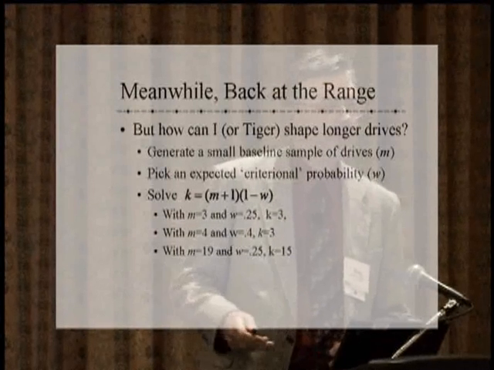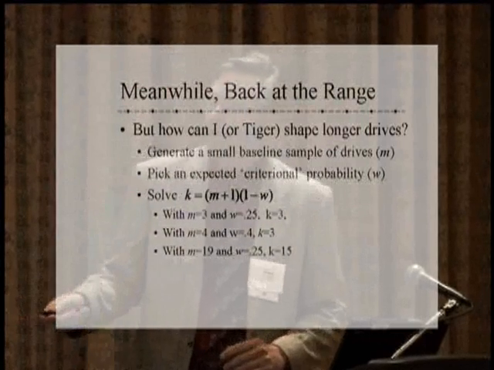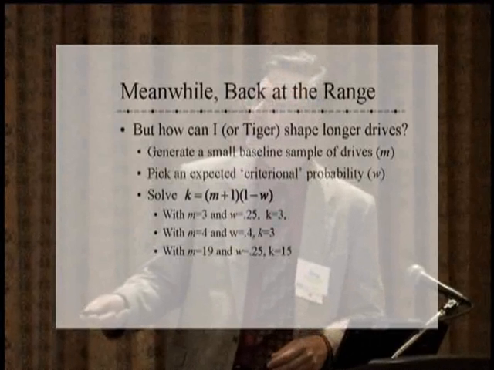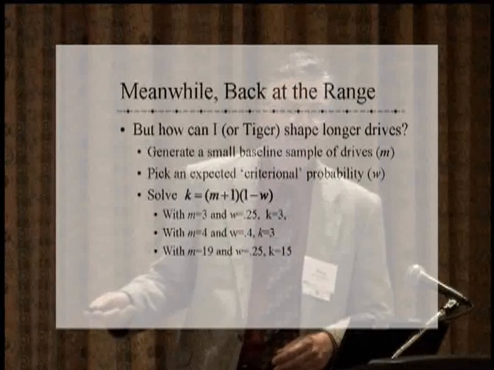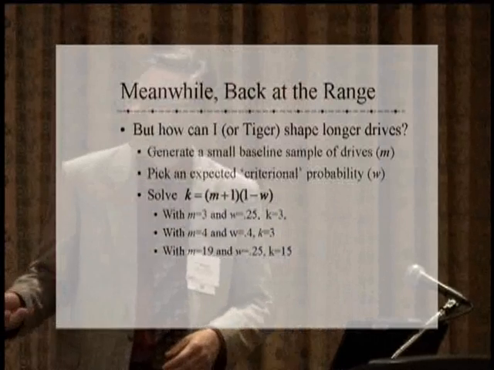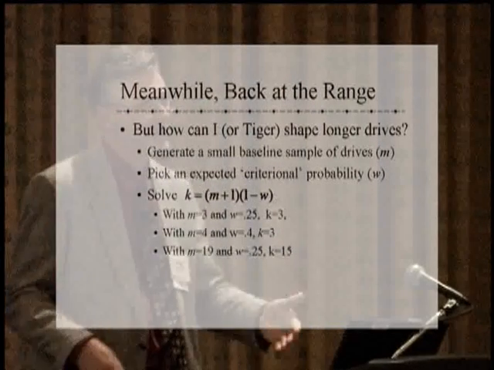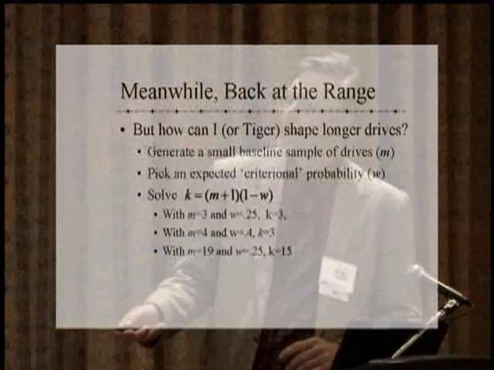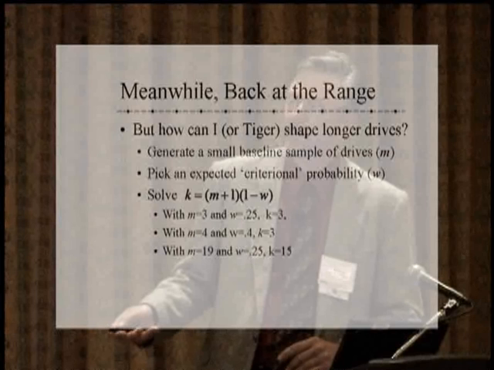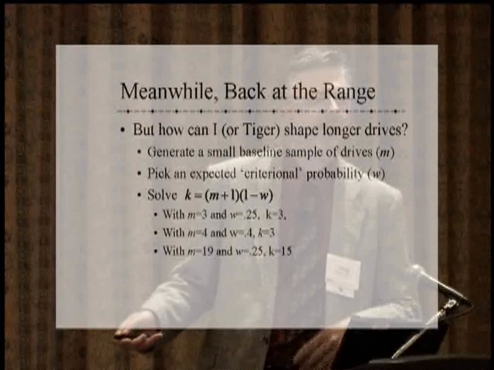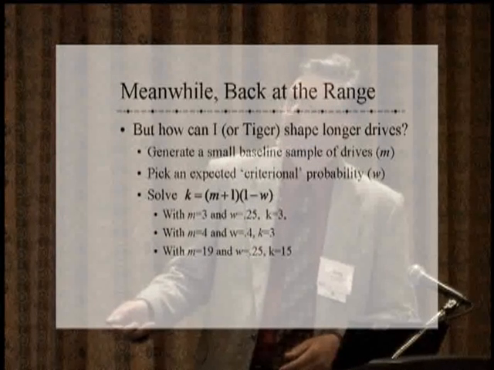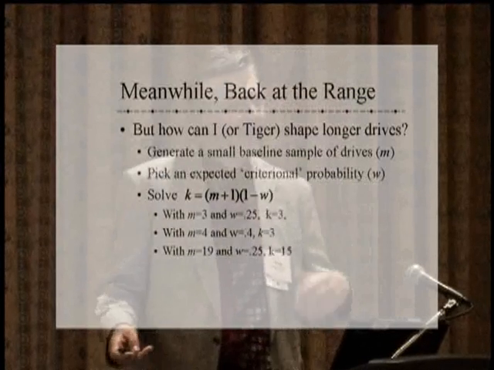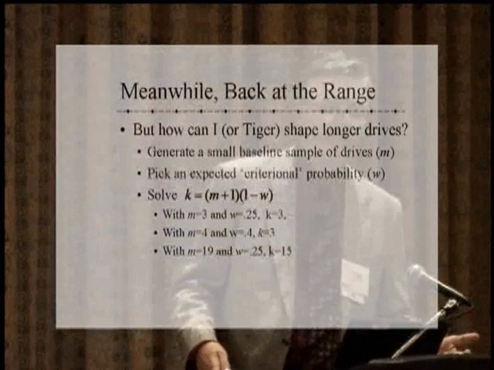parameters m and w. So, if I have 3 previous observations and I want to see criteria responses with a probability of 0.25, 3 plus 1 is 4, 1 minus 0.25 is 0.75, k equals 3. So that says you have 3 previous observations, you have to beat all 3 of them, and you will succeed 25% of the time. If you have 19 previous observations and you want to see criterion responses with a probability of 0.25, k equals 20 times 0.75, k equals 15. Of the 19 observations, you have to meet 15.